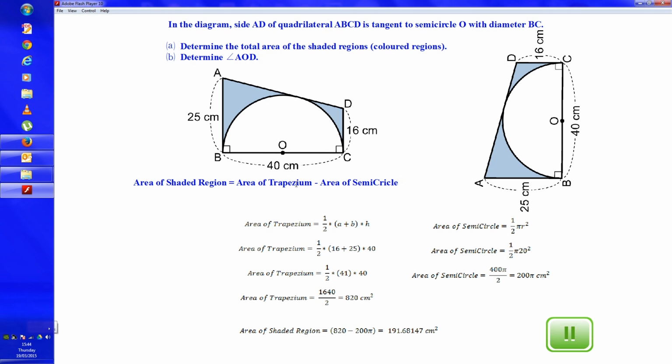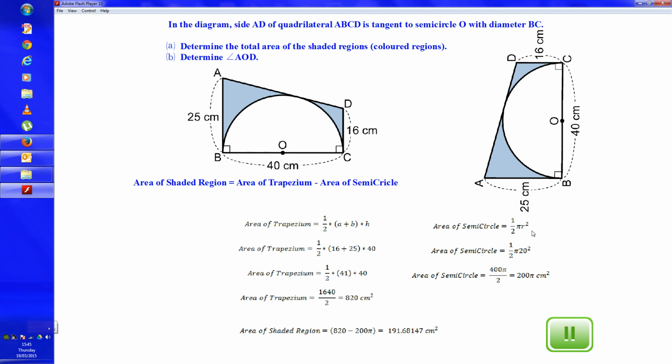So let's use that property and how to work out its area in order to get the area of this quadrilateral. The area of the trapezium equals half times A plus B multiplied by the height. We have our A as 16 centimeters, B as 25 centimeters, and 40 centimeters is our height of the trapezium. So the area of the trapezium works out to be 820 centimeters squared.